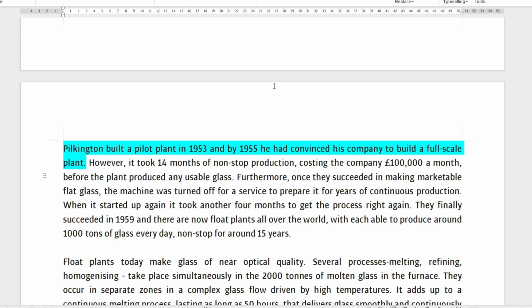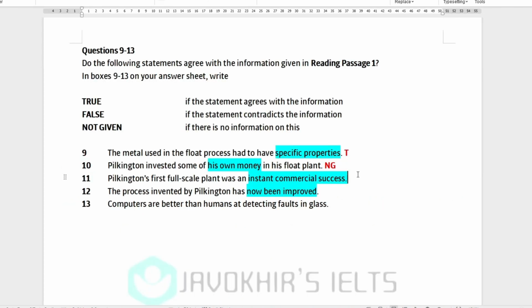Commercial success, and of course for commercial success we have the phrase succeed in making it marketable. But the machine was turned off. So basically it wasn't an instant commercial success. It was the opposite. So I'm going to put F here. Let's take that.